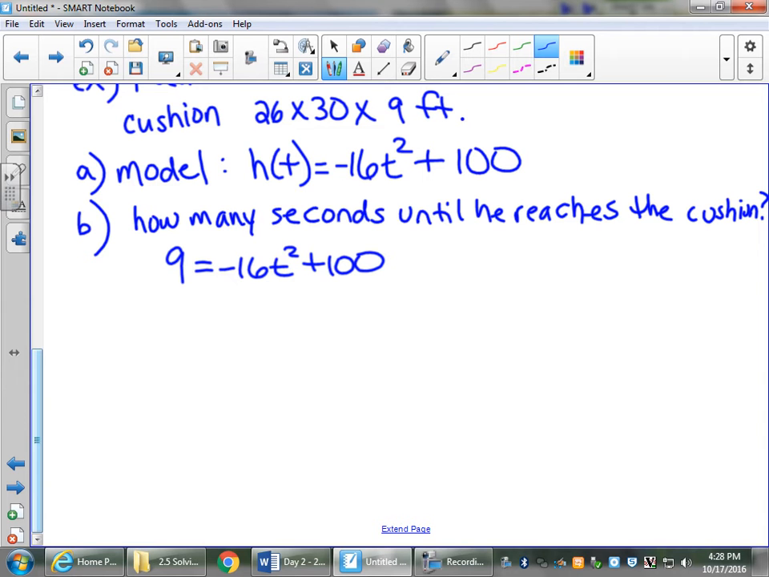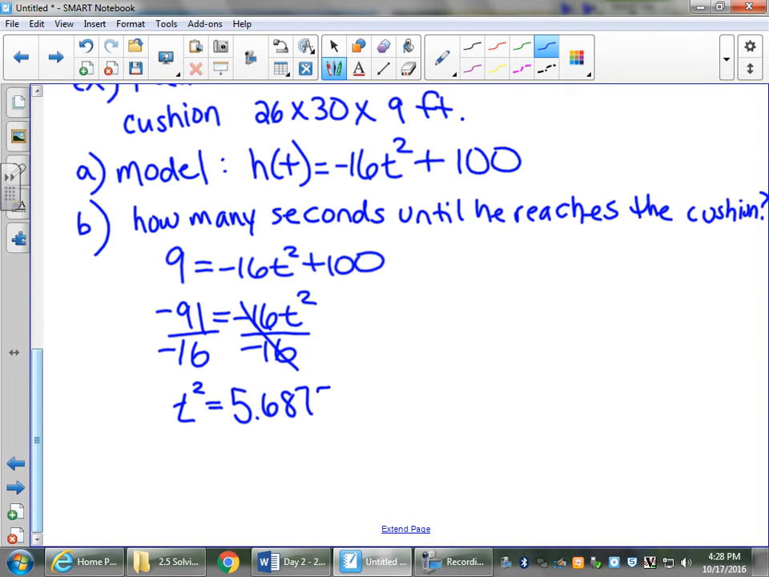So if we solve this, I'm going to subtract the 100 over, divide by the negative 16. Like I said, you're going to get a decimal. That's okay. I also don't want you to round this decimal. The rounding should be saved to the very end of the problem. The sooner you round, the less accurate your final answer will be. So I did not round that number. I wrote the whole thing. And then I square root both sides.